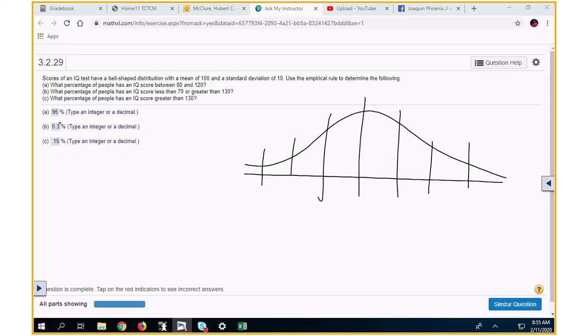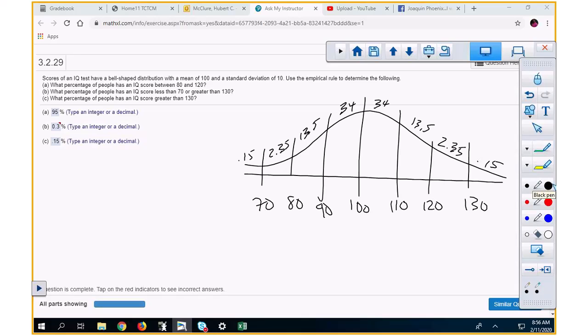So we got 100, 110, 120, 130, 90, 80, 70, 0.15, 2.35, 13.5, 34, 34, 13. Good gracious, what happened? Somebody pass out. Too much information. All right, so what's between 80 and 120?